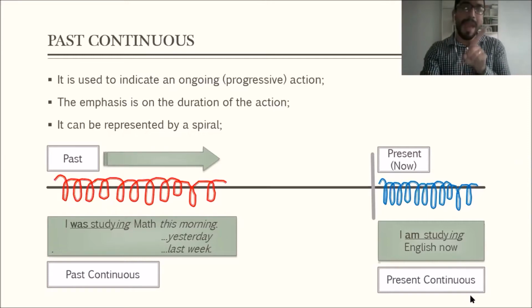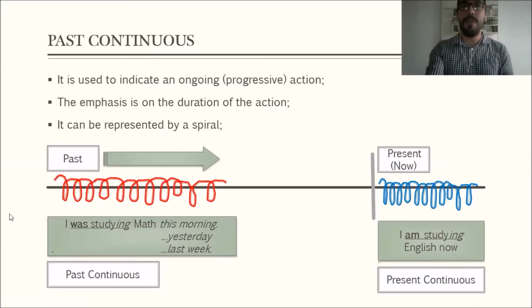Now let's look back at the past. So right here, past. We have something to block it or to separate the present and the past, okay? So pay attention here. We have a spiral, and that spiral represents an action during a certain time or a certain period of time. That's the duration of the action. So that's why we have the spiral.